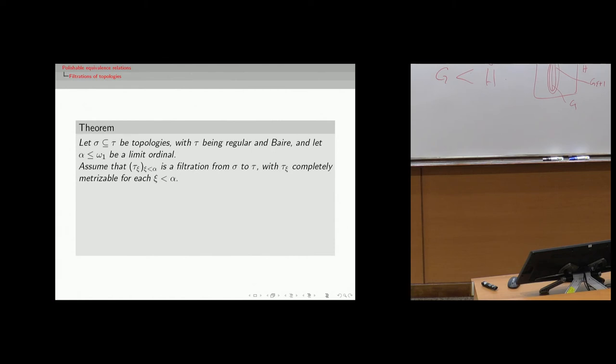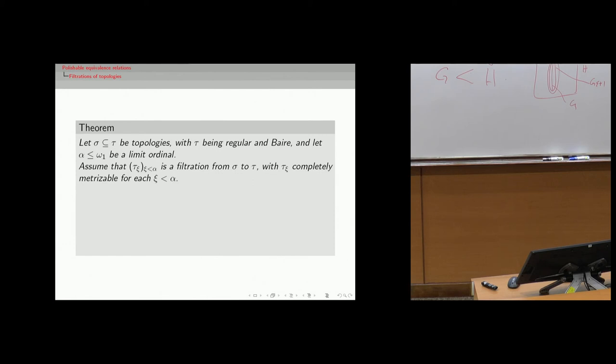If I have a filtration, am I forced to reach tau? Under what conditions? And if I am forced, at what stage am I forced to reach tau? It turns out that what attracts the filtration to tau is tau being Baire. So tau being Baire attracts it.